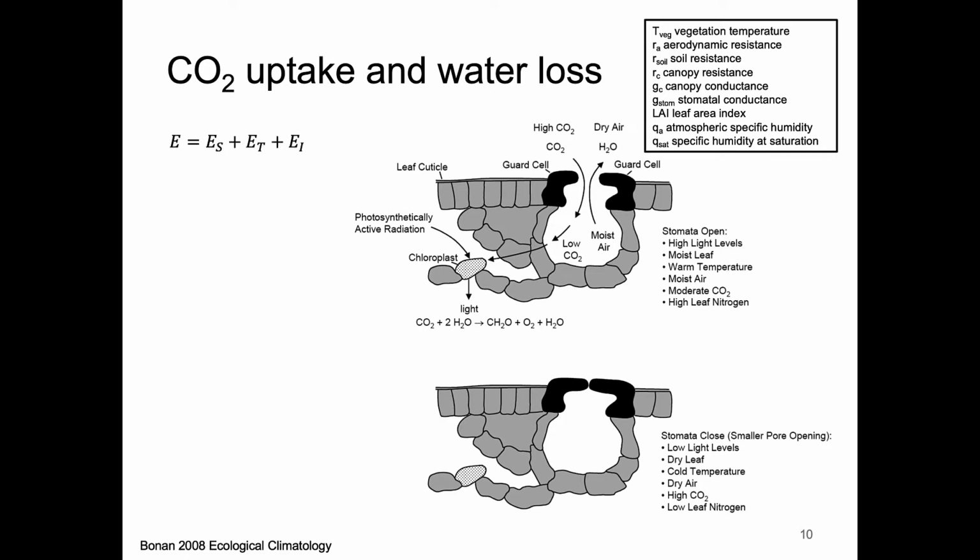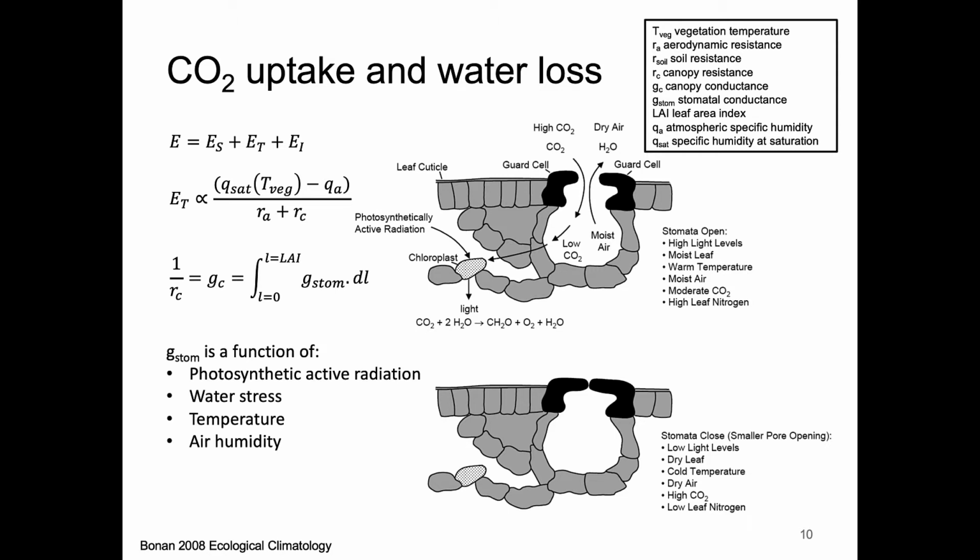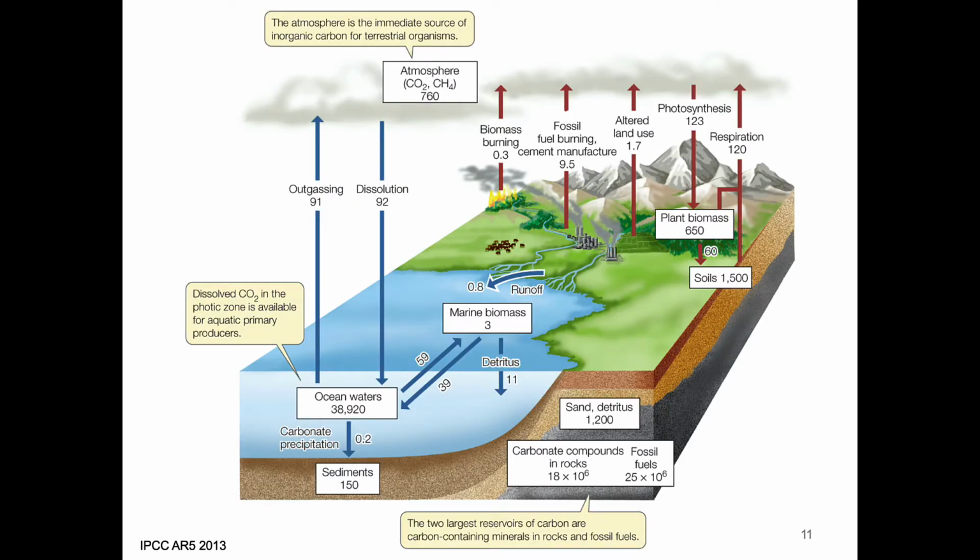So we've seen that the evapotranspiration consists of distinctive contributions where the transpiration is a function of the moisture gradient and two resistance terms. In particular, the canopy resistance RC is inversely related to the canopy conductance GC, which is the integral of the stomatal conductance at the leaf level integrated over the leaf area index to get the resistance for the whole canopy. Note that the stomatal conductance is a function of the photosynthetically active radiation, water stress, temperature, and air humidity. So through the evapotranspiration term, we can link the water cycle to the carbon cycle, as done for the surface energy balance through the latent heat flux.